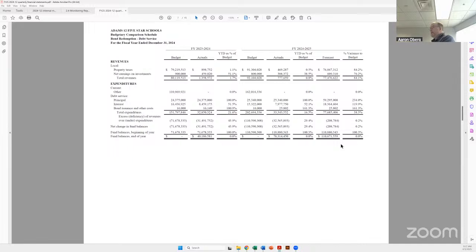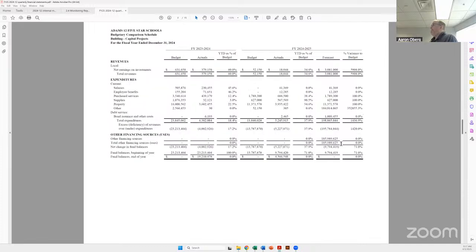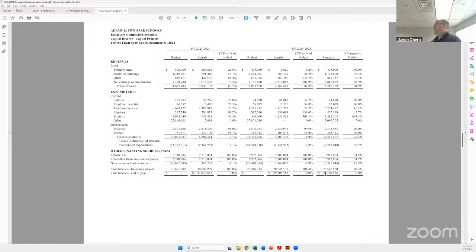We do the same pieces on the bond redemption fund, which has the principal and interest payments on the bond, as well as the building fund, which will then become, as you see out on the forecasted side, as we start looking at the actual first tranche that was issued in January, the first issuance of the series 2025 bonds that netted $185 million.